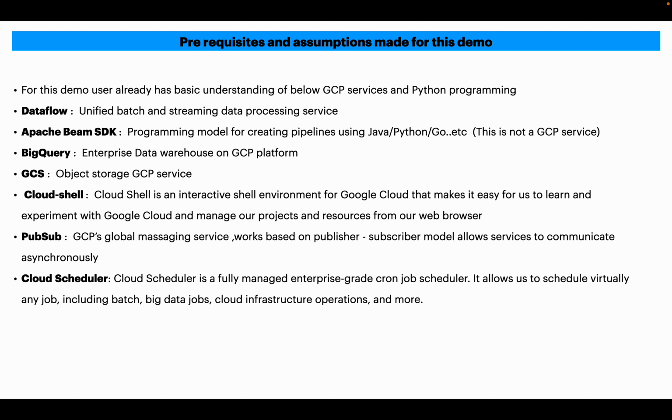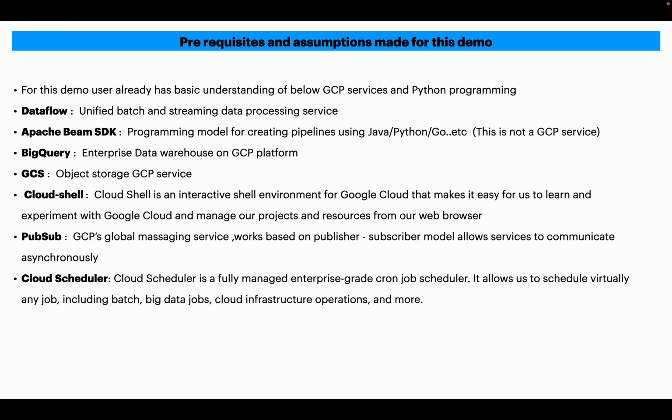The next service is PubSub. PubSub is a global messaging service. It basically works on a publisher and subscriber model and also allows services to communicate asynchronously. Then we are going to use Cloud Scheduler. It's a fully managed cron service, so you can schedule any job using standard crontab. These are the different services I'm going to use as part of this demo.